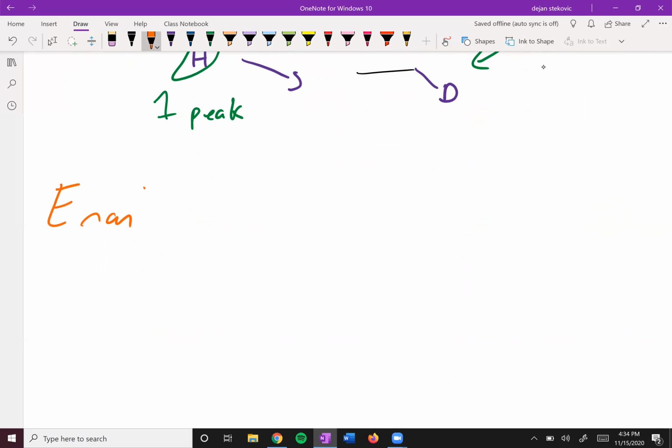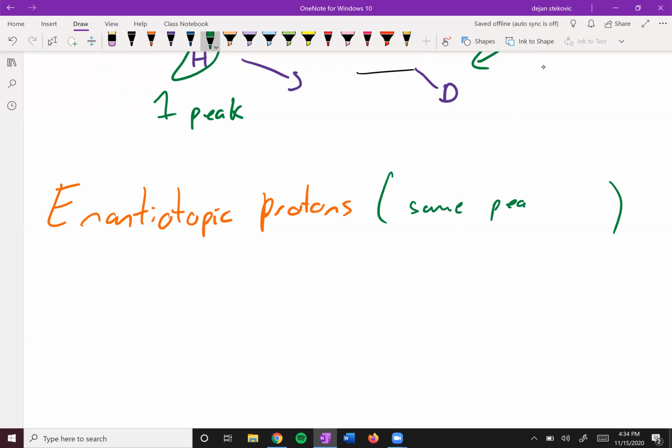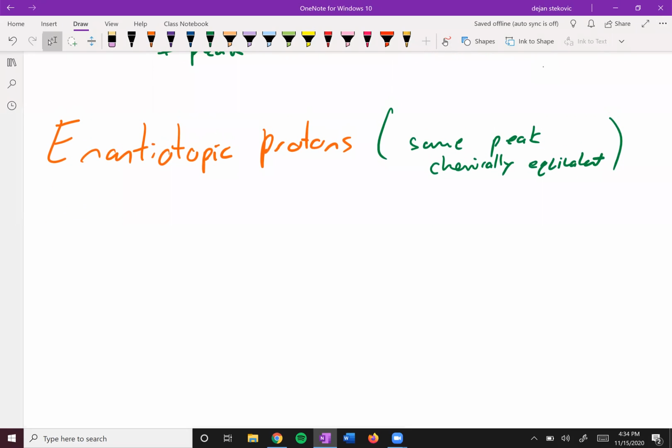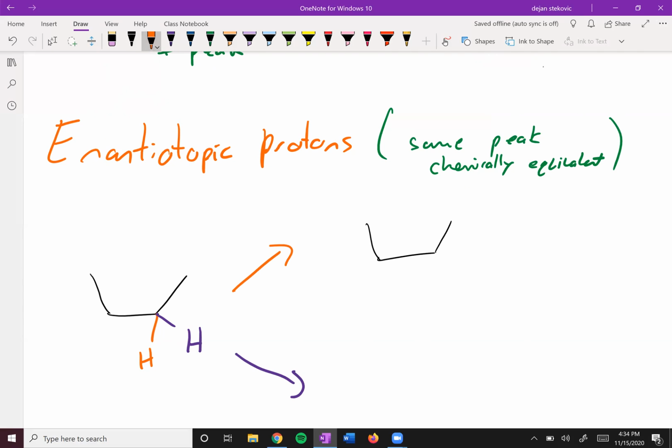Next up, we have enantiotopic protons. The key thing to remember is these guys will still show up as the same peak. They're still chemically equivalent, assuming you don't have a chiral solvent, which we won't encounter in this course. So let's take a look at an example of this. We'll have butane, and we'll take a look at this proton and then this proton right here. We'll do our replacement test. We'll replace each one of these with a deuterium, and then see what the relationship between these two are.